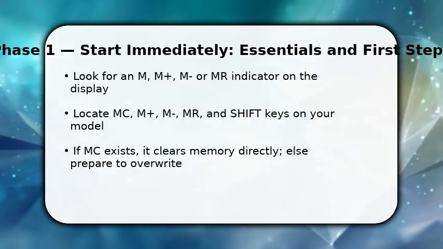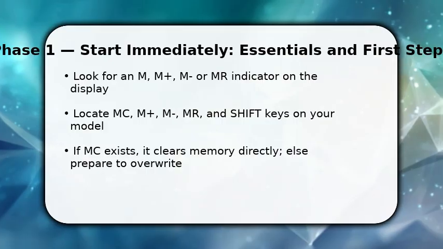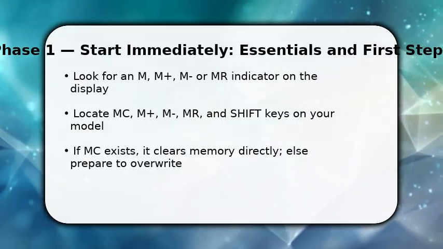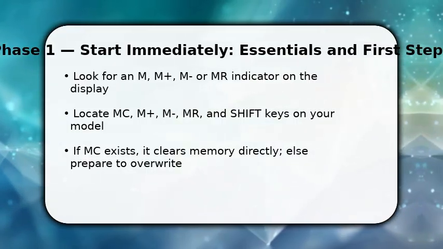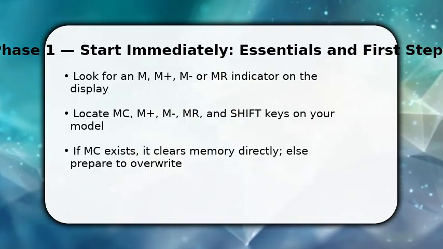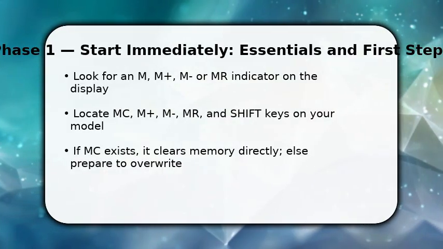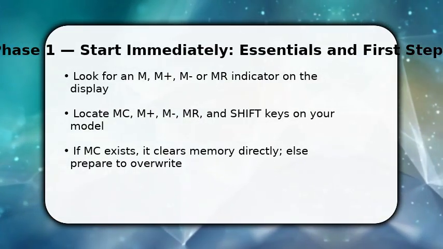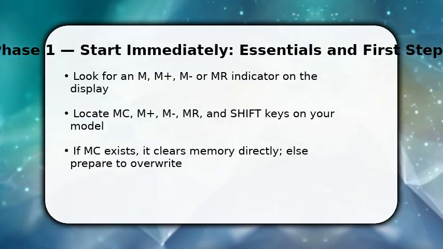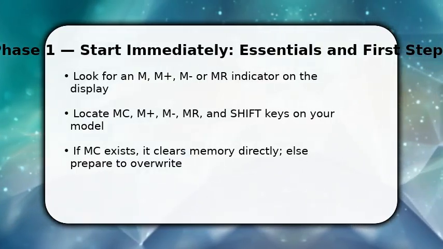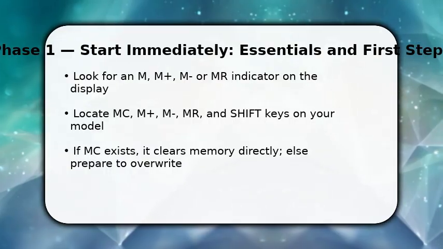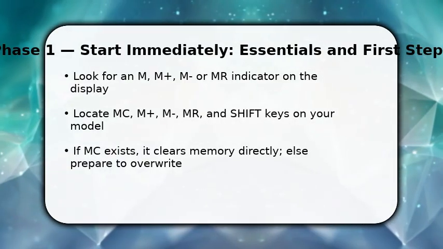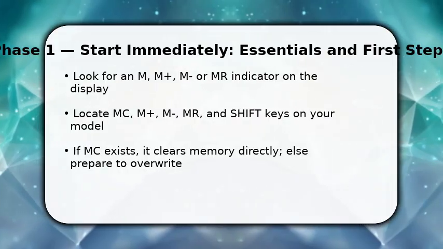You see an M on the screen. It means a value is stored in memory. First, note the exact memory keys on your calculator because models differ. If an MC key is present, press it now to clear memory. This is immediate. If no MC exists, prepare to use M- or M+ to zero the memory by subtracting or overriding. Once done, make sure the display no longer shows M, so you know the memory is empty.